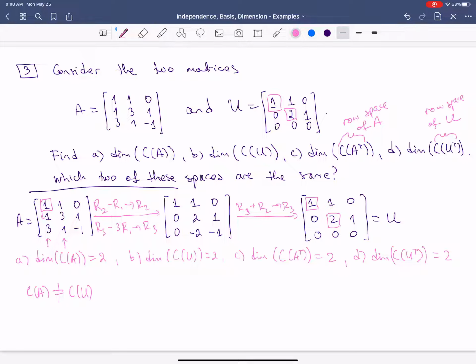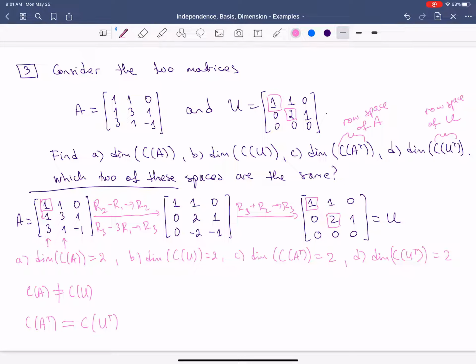Unless A and U are the same, you cannot make such a statement. So then, what about the column space of A transpose, or rather the row space of A and the row space of U? If I look at the rows of A and the rows of U, can I say that these two spaces are the same? The answer is yes. The row space of A and the row space of U are the same. Why is that the case?